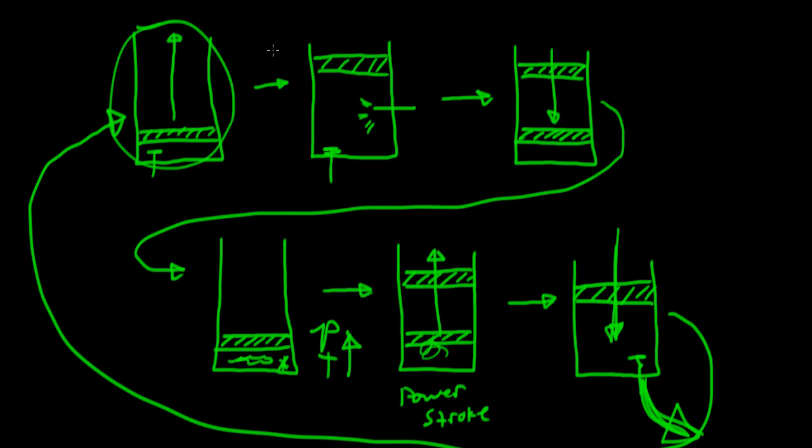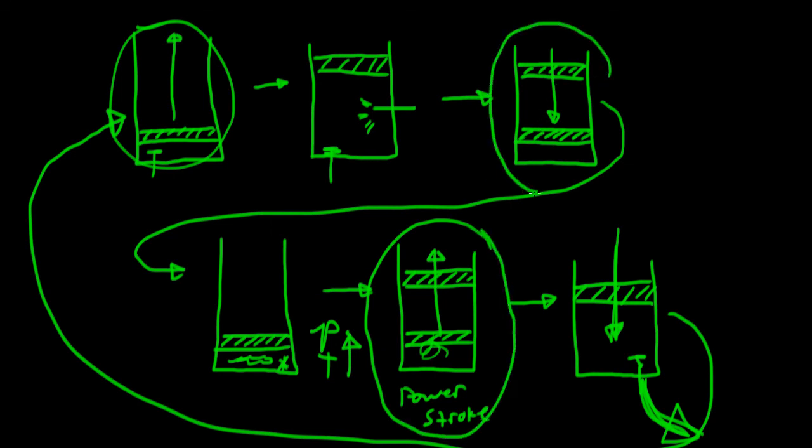The following examples are going to use the power stroke and the compression stroke to illustrate the idea of a polytropic process in which PV^n is equal to a constant.